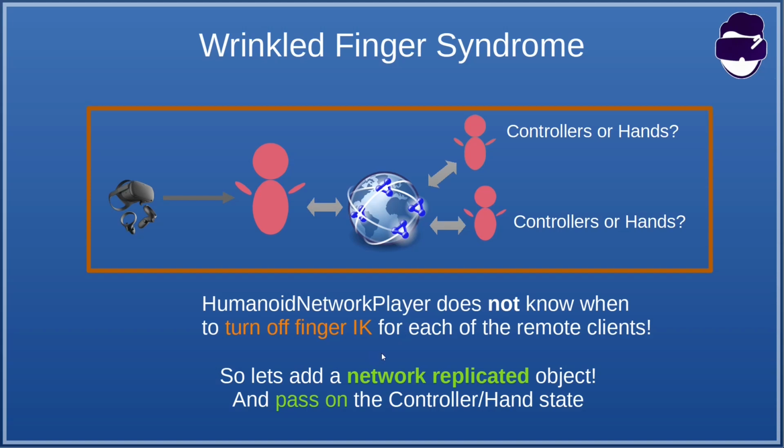So my thought process is we can see if we can add a network replicated object to our avatar and we pass on the controller hand state. So every XR rig, in the process of managing the local avatar, needs to pass on whether I'm now using controllers or I'm now using hands. And then the remote clients can read that object from the avatar.